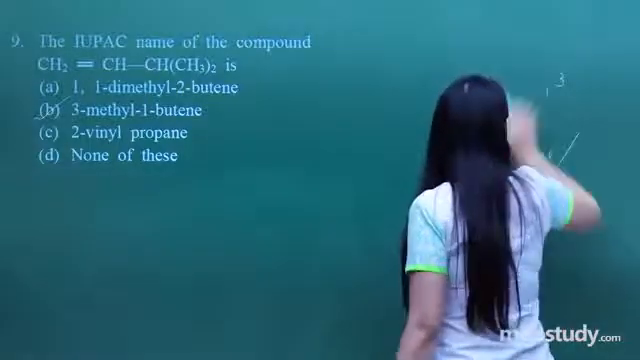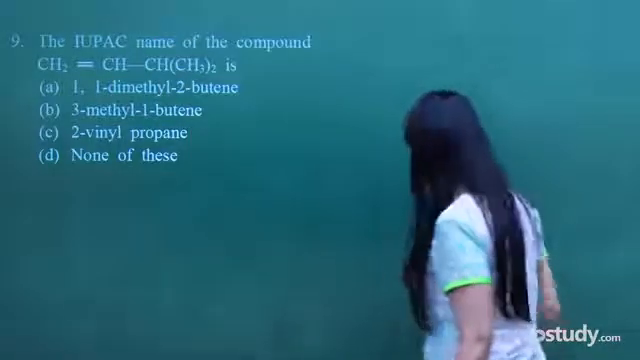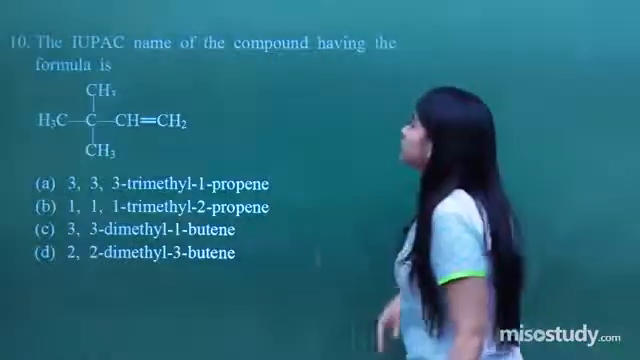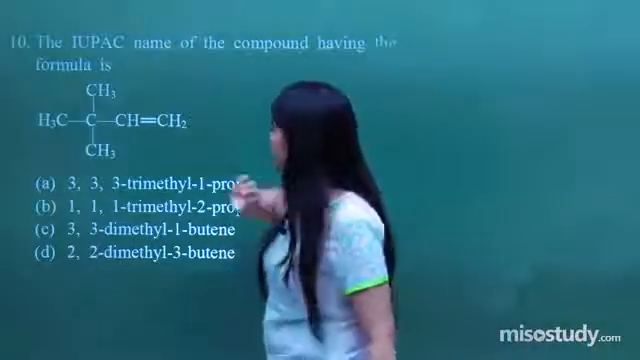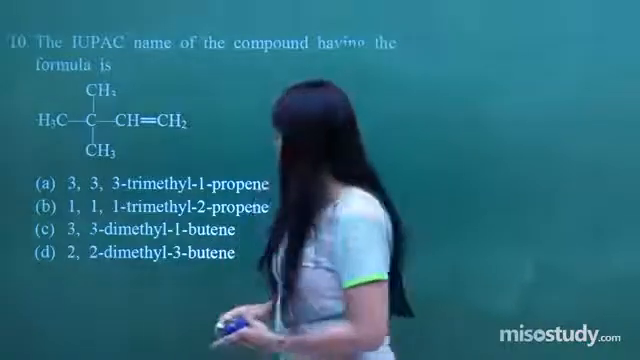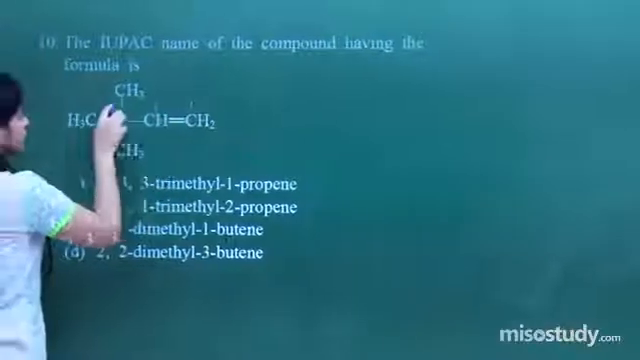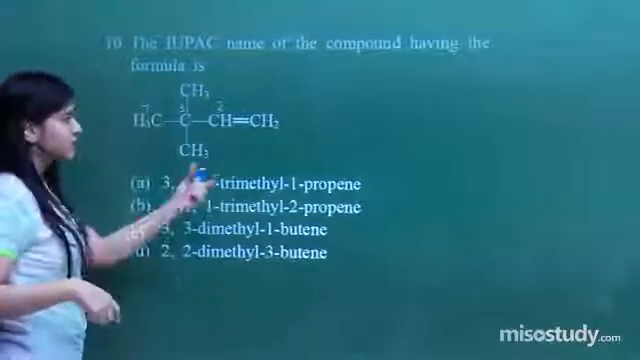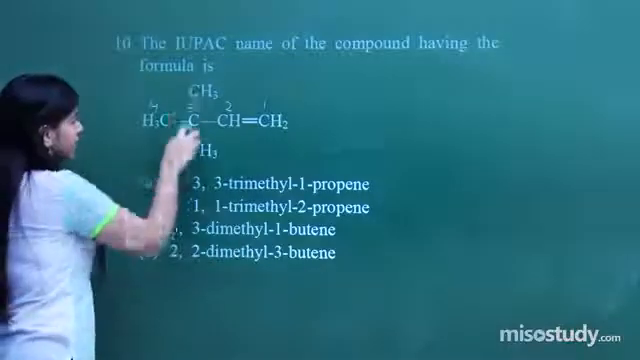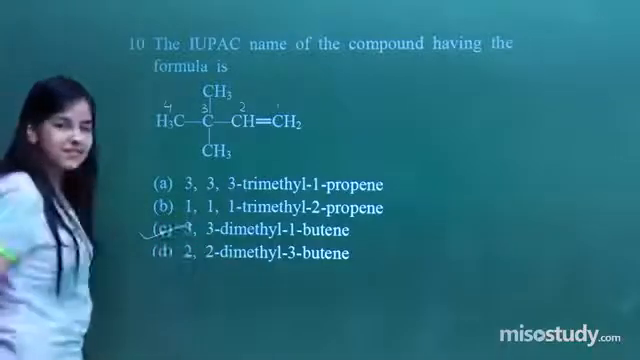Now let's move on to the next question. What do I have? The last question of this questionnaire. The IUPAC name of the compound. Again, I need to assign the IUPAC name, and it's again a pretty simple question. What do I need to do? So it's 1, 2, 3 and 4. Again a similar kind as we have discussed previously. So it's 3,3-dimethylbut-1-ene. That is the correct option.